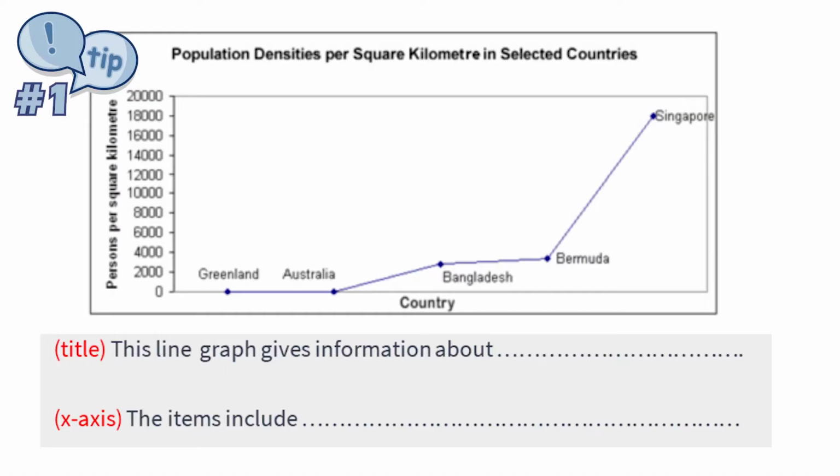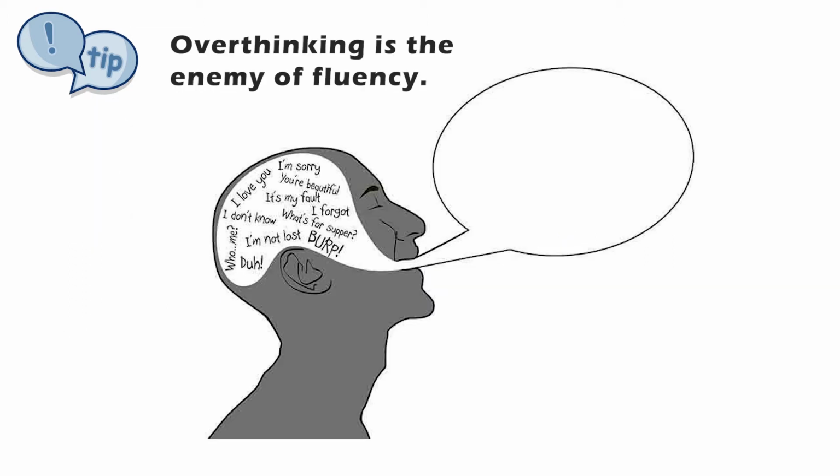I have three small tips for the beginning or the intro part. Tip number one, right here, the word country has been given to you on the graph as a label in the x-axis. So I replace items with countries. If in any case you don't have such a label on your graph, just stick to the template and say the items include X, Y, and Z. Don't waste your time trying to find the right word. Less thinking equals better fluency.